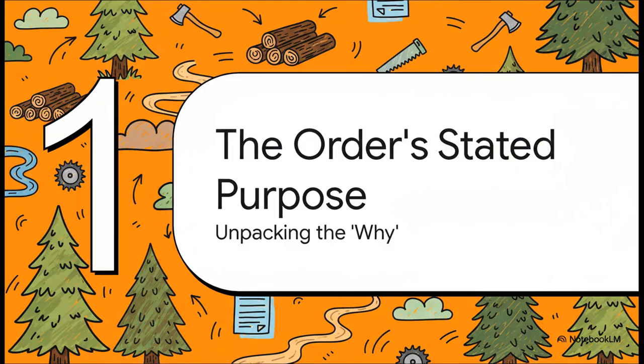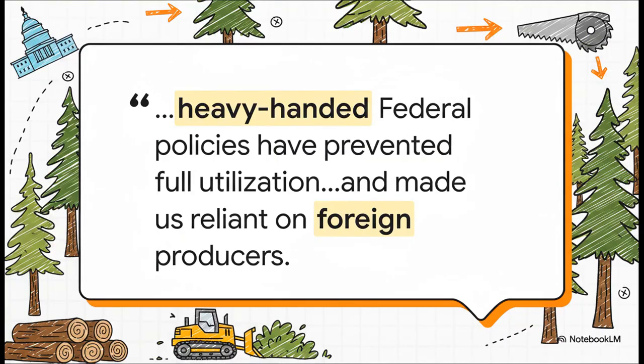To really get what this order does, we first have to understand the problems it claims it's going to solve. And for that, we're looking at Section 1 of the document. It's all about the why. This one sentence pretty much gets right to the heart of the executive order's entire argument. It frames the existing federal policies not as, say, protections, but as heavy-handed obstacles. And it says these obstacles are the reason the U.S. has become so reliant on foreign lumber.